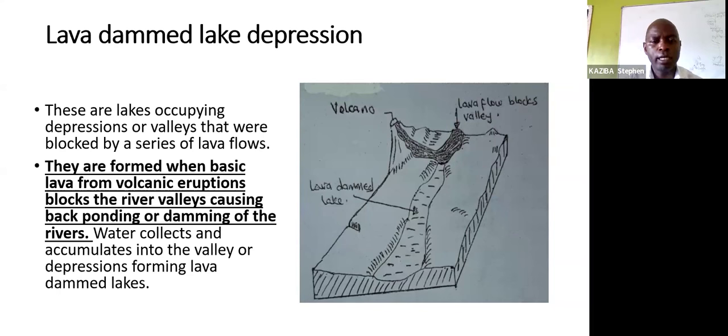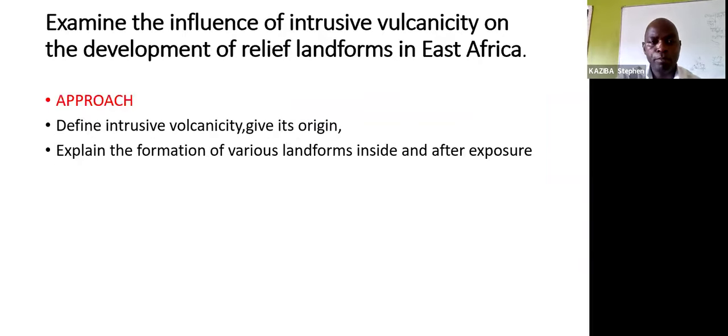So lava dammed lake depressions, these are depressions that are occupied by lava dammed lakes. They are formed by blockage of river valleys by lava. So how are they formed? They are formed when lava is erupted from a mountain and it dams a river valley. In this one, sometimes water can pond backwards to form that.